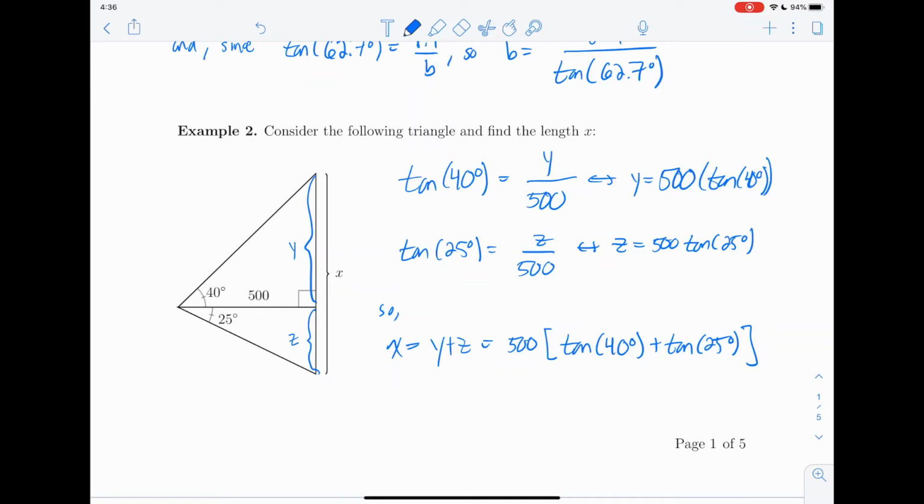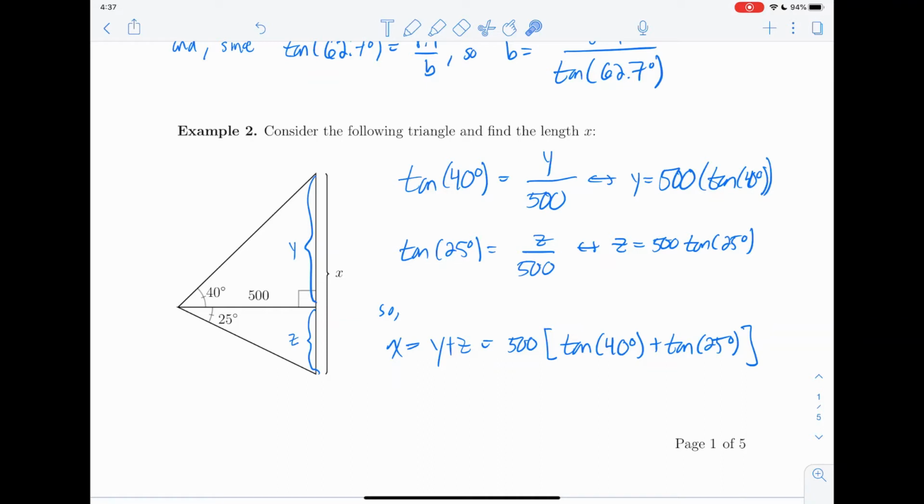This is a perfectly valid final answer, because again, we're allowed to leave our answers in combinations of trig functions. So this is a good example of how we can use intermediate variables like y and z that we came up with ourselves in order to yield an appropriate conclusion for a desired length, in this case, x.